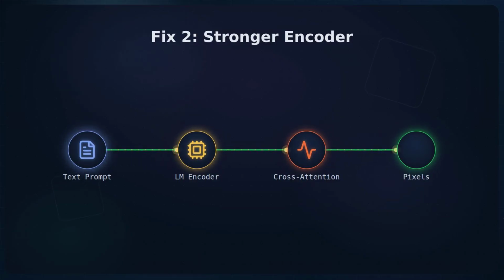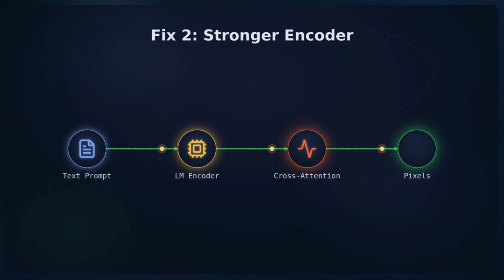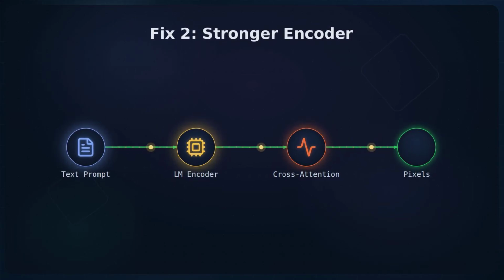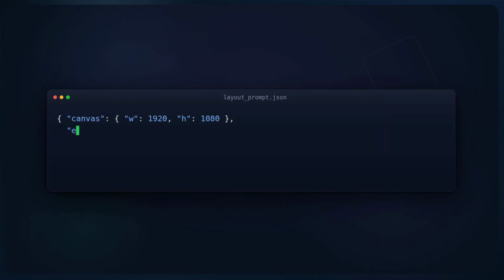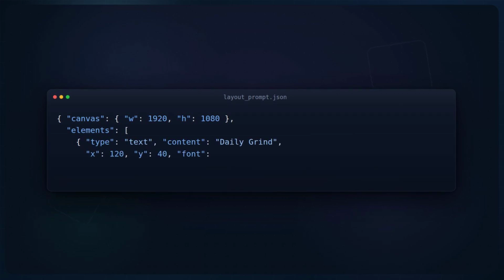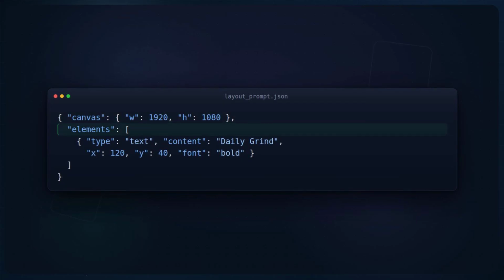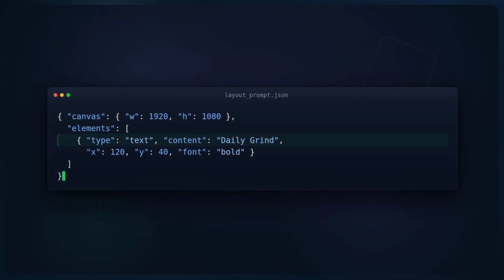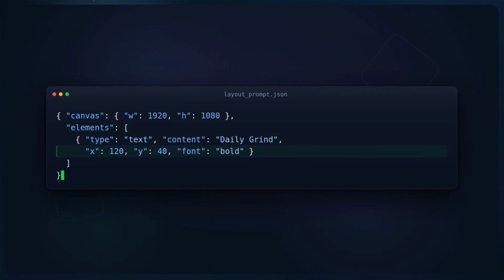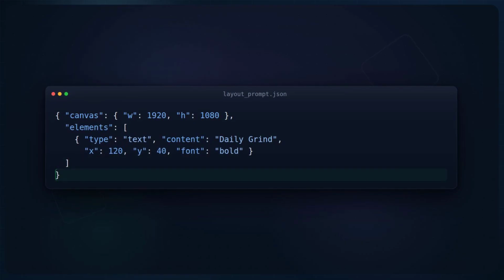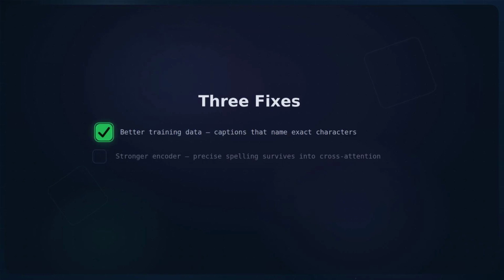Fix 2 is the encoder, which reads your text prompt before the image is drawn. Early encoders captured the gist of a caption, but blurred the exact characters. Swap in a stronger language model as the encoder, and the precise spelling survives all the way into cross-attention, where it shapes the actual pixel generation process. Fix 3 is the most interesting.